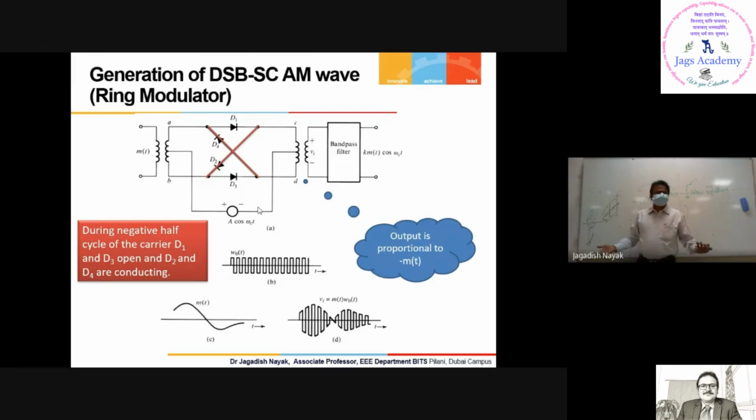This method is called a square law modulator, because we are using a square wave here. What is important at this point is the Fourier series representation of the square wave. Because of that, you will be able to understand this concept. Fine? Okay.